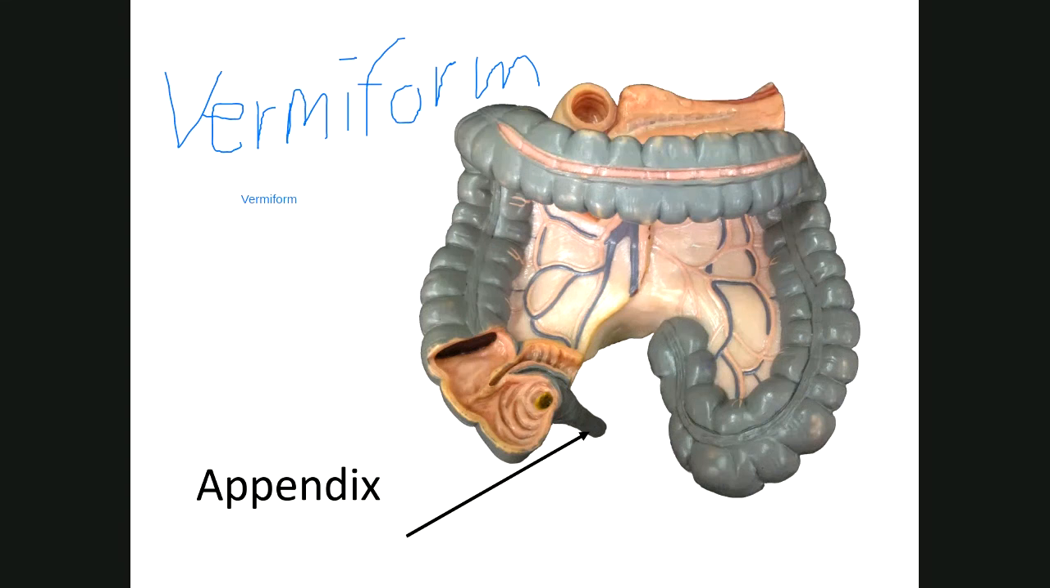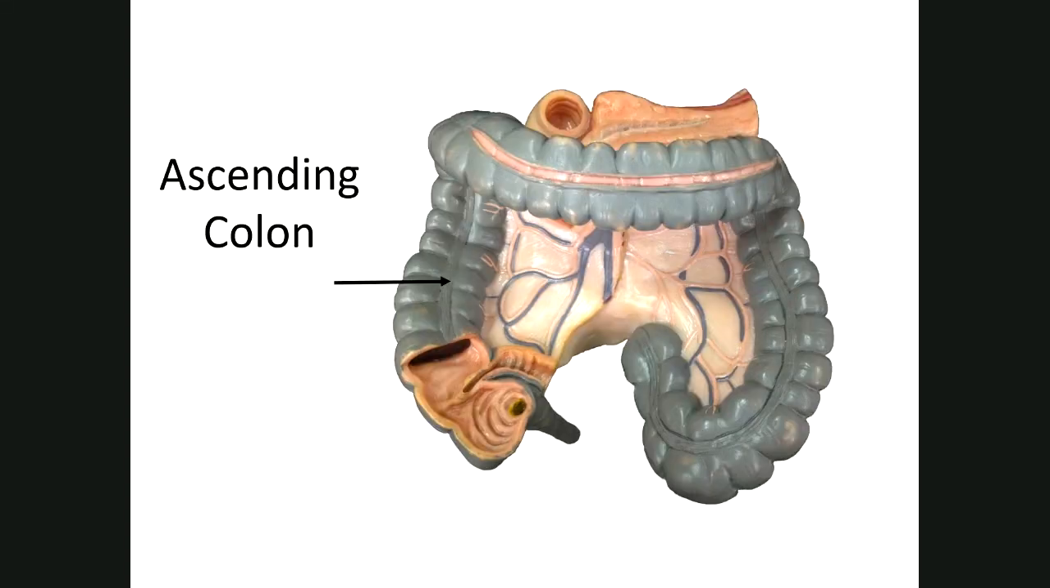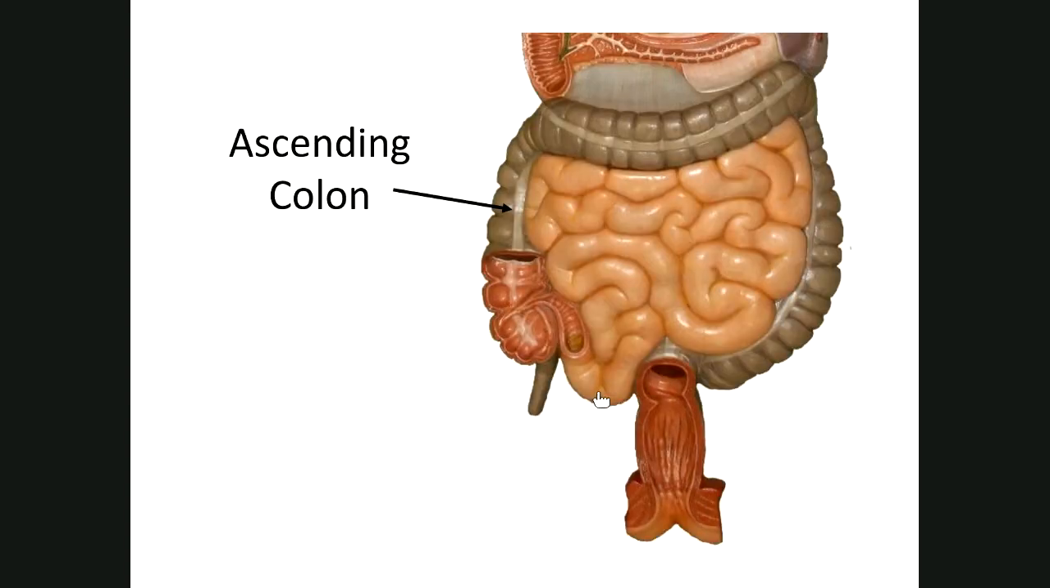All right, so vermiform appendix. And there's that appendix. Now as we're starting to move closer to the exit of our gastrointestinal tract, this part here on the right side of your body, remember these slides are mostly going to be at the anatomical position, so the person should be facing us. So this is on the right side of the body. We call it the ascending colon because things inside of it are going to move upwards, toward your head.